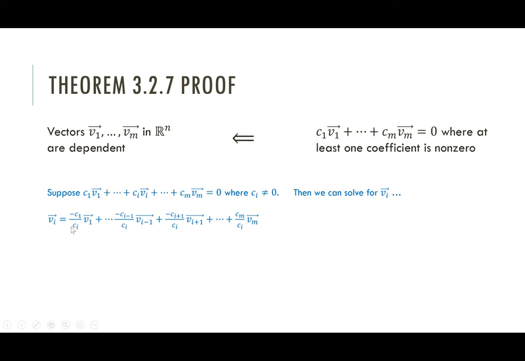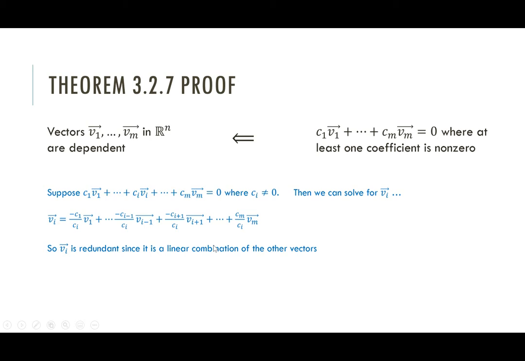And again, this is kind of a mess, but we're just saying we've solved for v_i, and that's got to be minus c_1 over c_i v_1 all the way up to, all right, this is just to indicate that v sub i is not here on the right-hand side. So it goes all the way up to v_(i-1), skips over, goes to v_(i+1), all the way up to v_m. So, okay, we can solve for v_i.